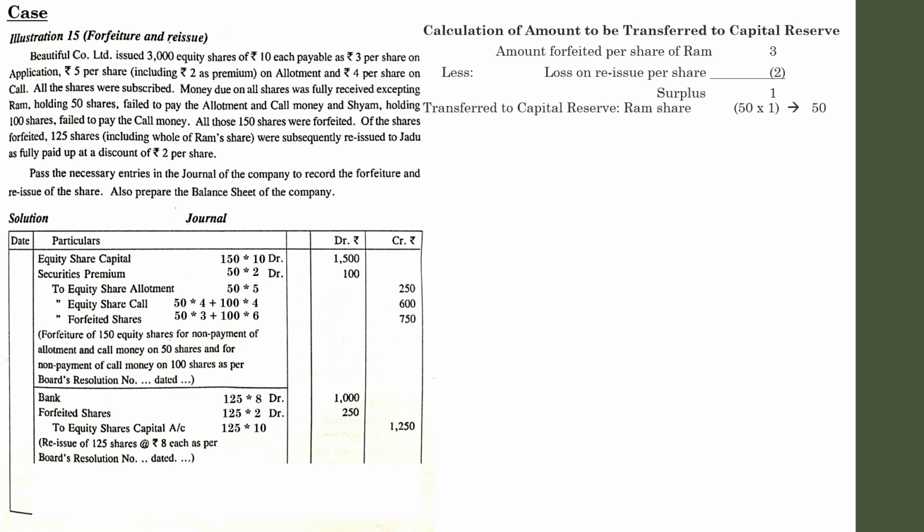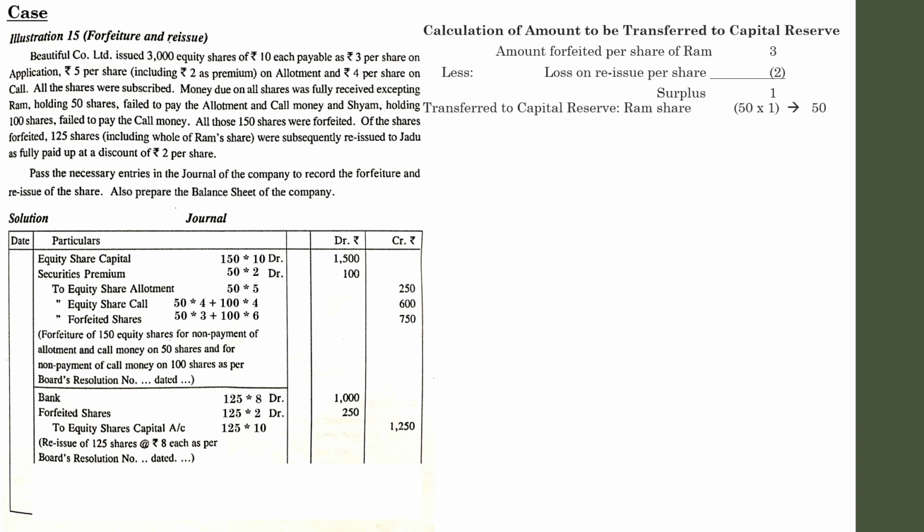On forfeiture and reissue of RAM shares, the company received a surplus of rupees 50. That surplus is going to be transferred to the capital reserve. That is the concept: we transfer any excess with regard to the reissue of a forfeited share to the concerned reserve. So with regard to RAM, the company has received an excess amount of rupees 50.